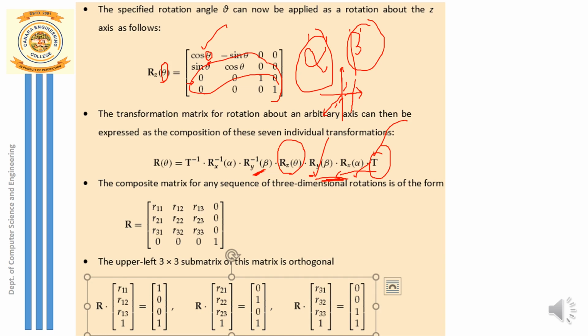Sorry, beta. Beta is the angle along which you are rotating along y-axis. So cos of minus beta and sine of minus beta you have to take care of. Similarly, you then have to perform the reverse rotation for x-axis, that is the undoing rotation along x-axis. So again here you have to take cos of minus alpha and sine of minus alpha. So this is how you are undoing the two rotations in order.